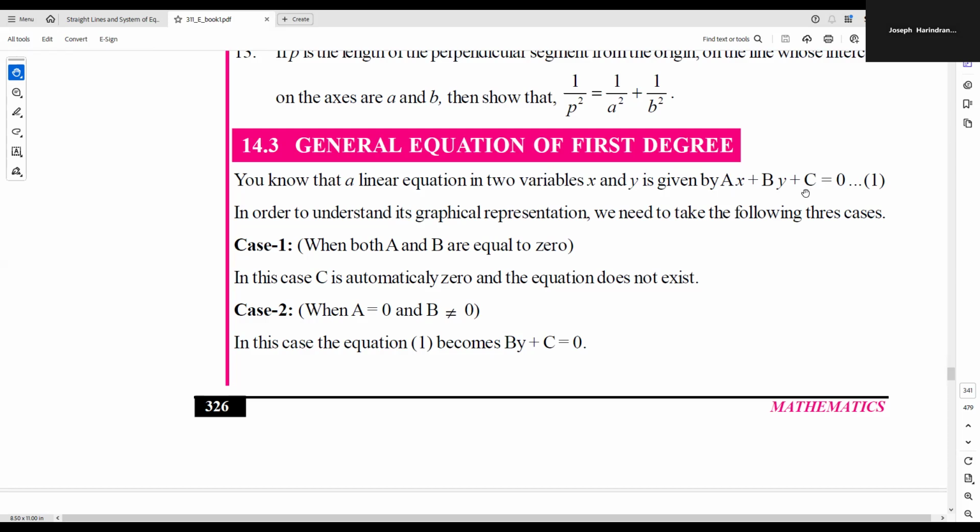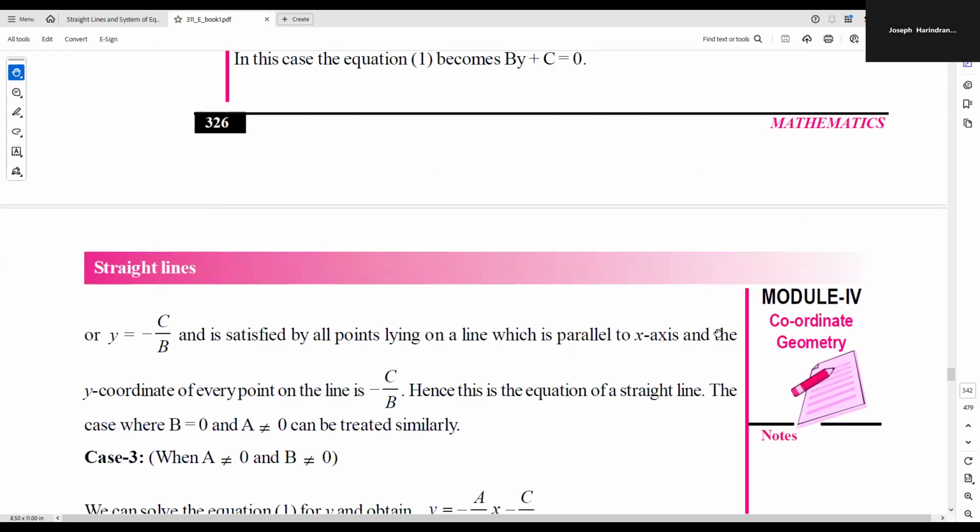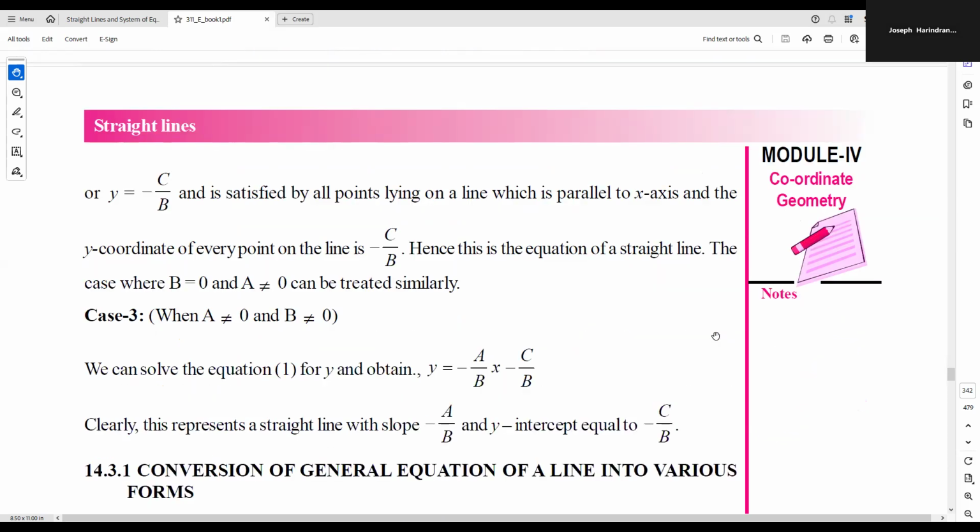When A is 0 but B is not equal to 0, it's a line parallel to the x-axis. It becomes y equal to a constant form, and likewise x equal to a constant form. So these are nothing but the intercept forms. When both A is not equal to 0 and B is not equal to 0, we get a very famous form, minus A by B.